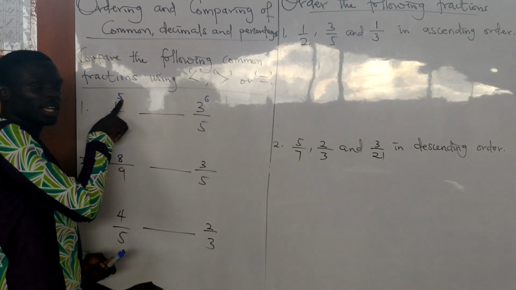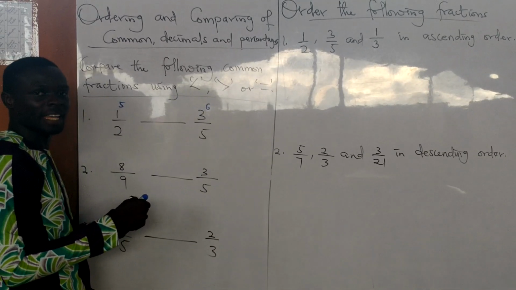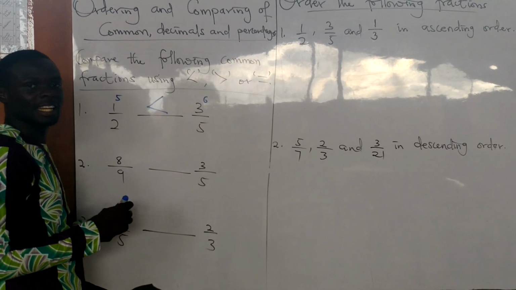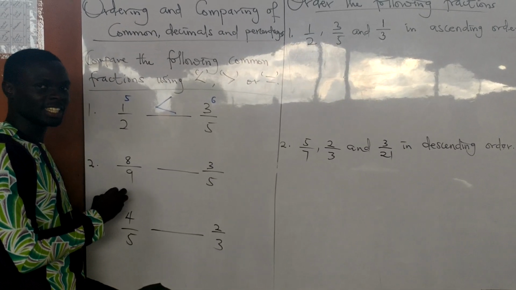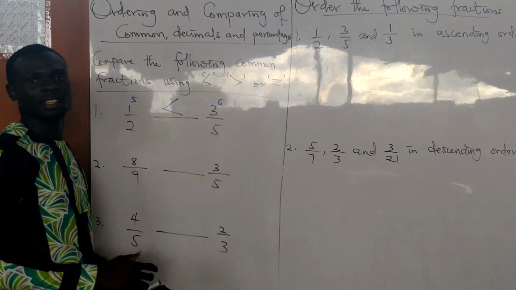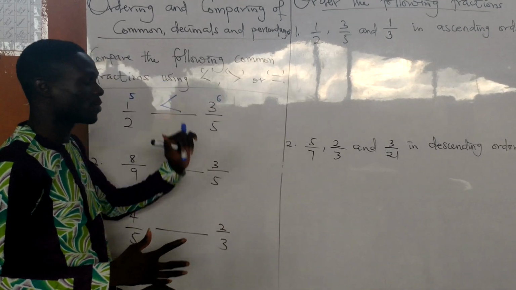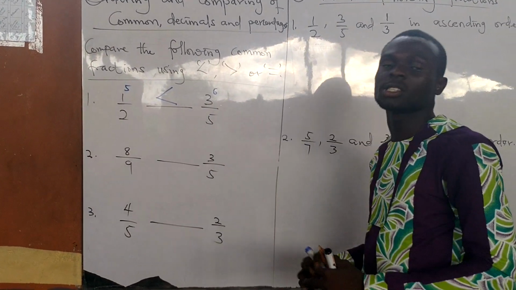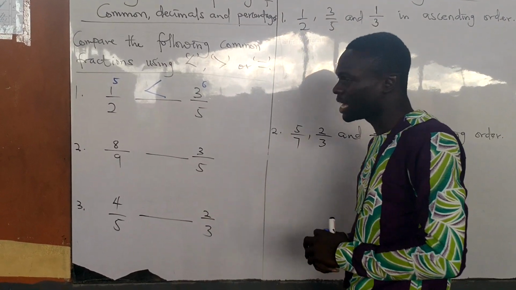Now 5 is less than 6. So we are going to bring the less than sign, which says that 5 is less than 6. Which means 1 over 2 as a fraction is also less than 3 over 5. And this is how we compare fractions or common fractions. Let me go over it again.